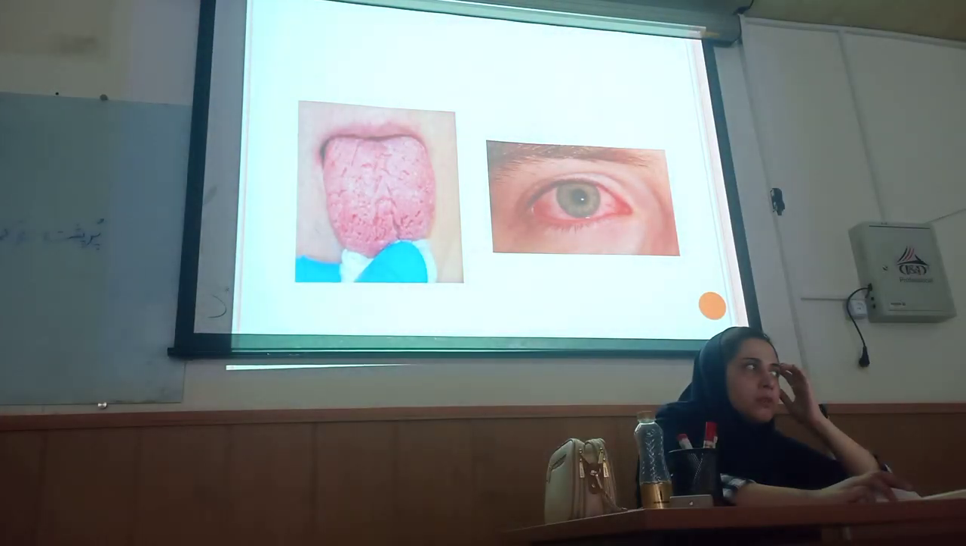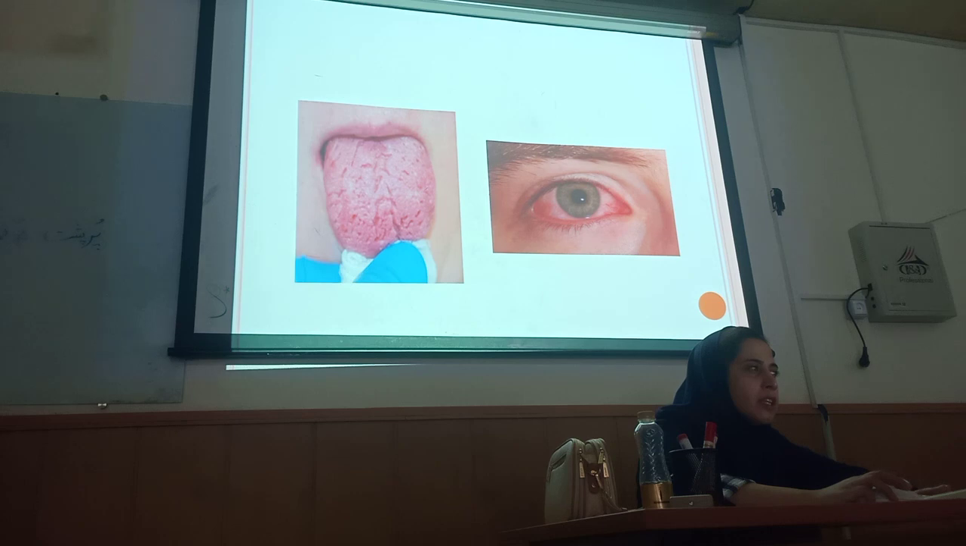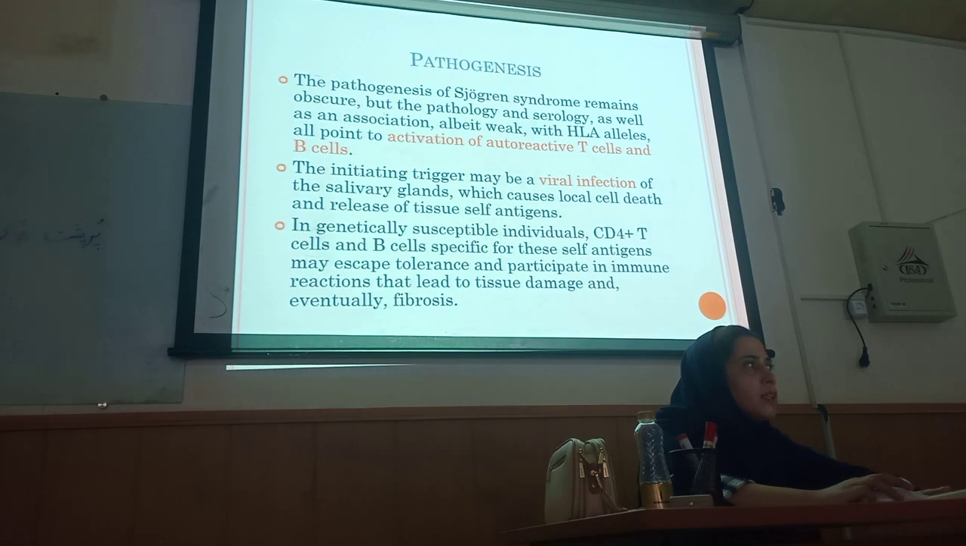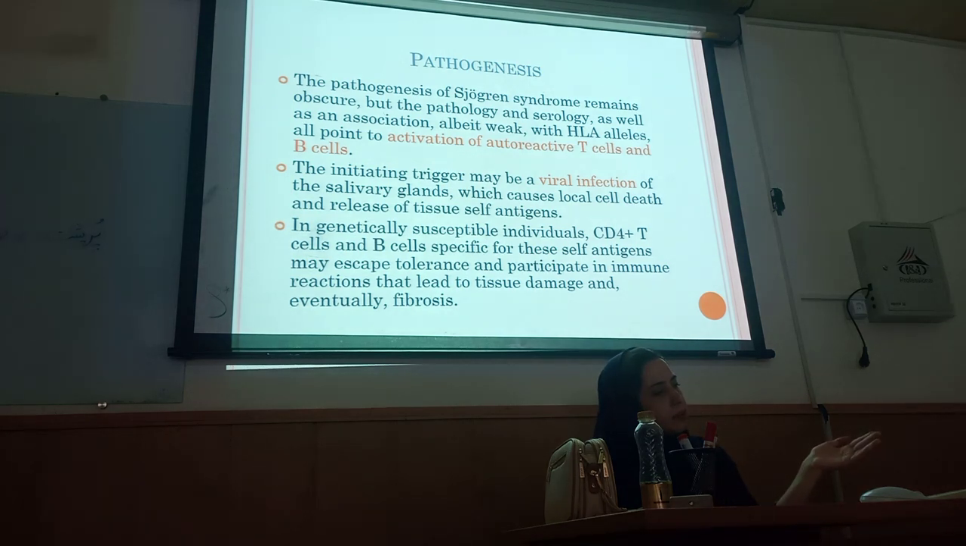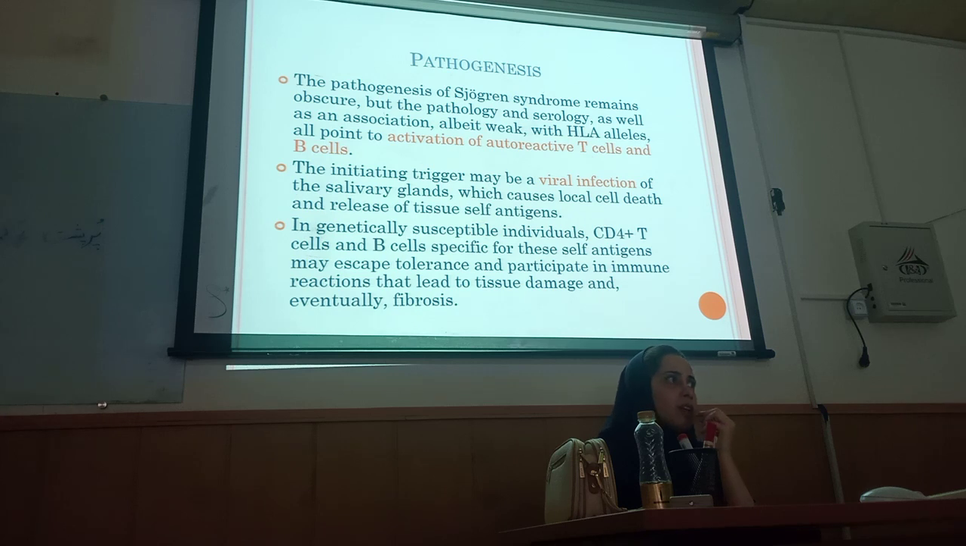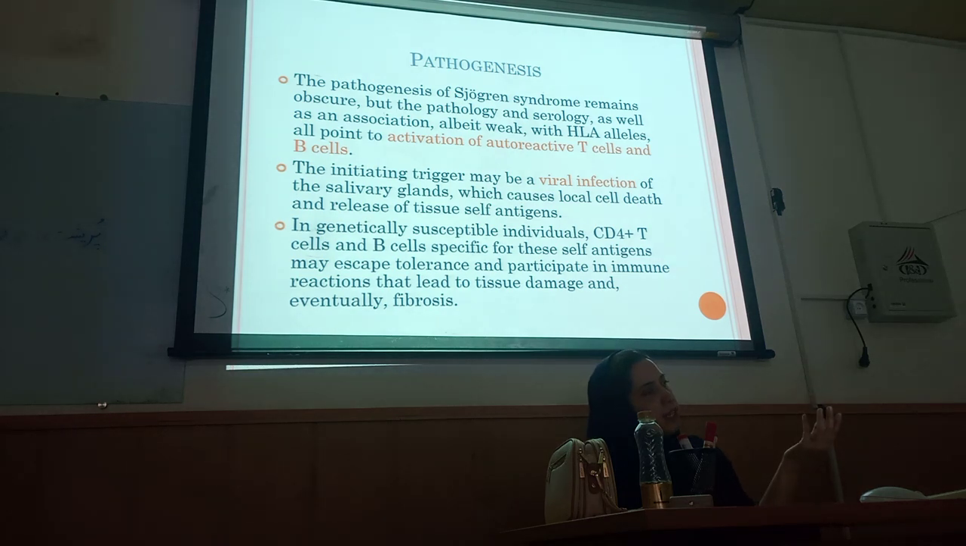Here we see the dry tongue, and here we see something like congestion due to dry eye. And what is the pathogenesis? What is the environmental factor? Viral infections may be the environmental factor or the trigger, because they cause leukocyte death and release of tissue cell antigens, and then we will have the autoreactive T cells and B cells.